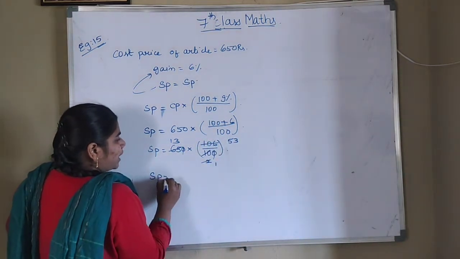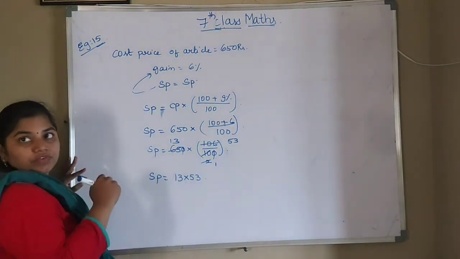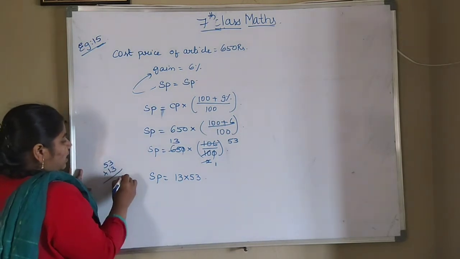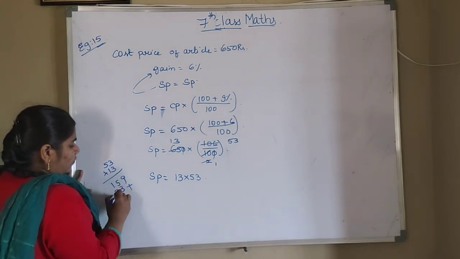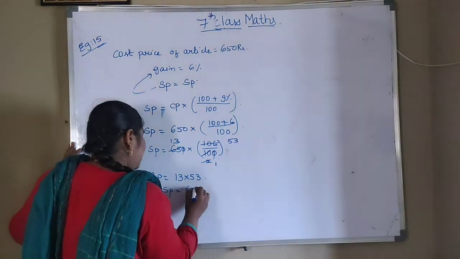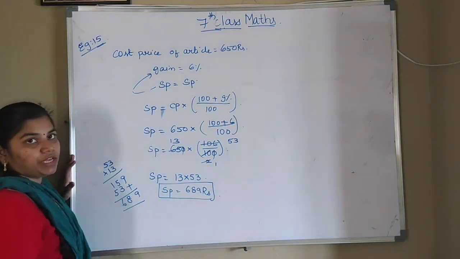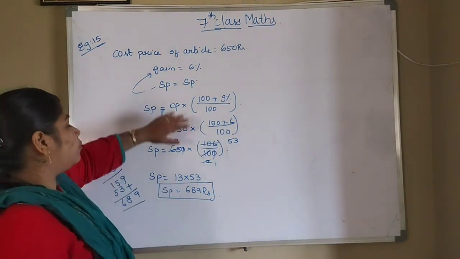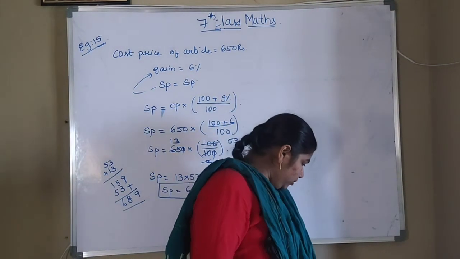So what is the selling price? That is 13 into 53. So multiply this 13 into 53. 3 3s are 9, 3 5s are 15, 3 1s are 3, 1 5 is 5. So that will be 689 rupees. So the selling price is 689 rupees. He bought for 650 and sold for 689 rupees. So he got a gain of 6%. Now next example.